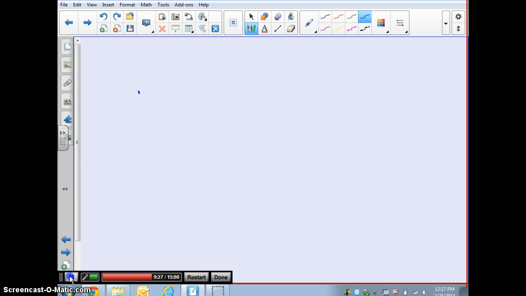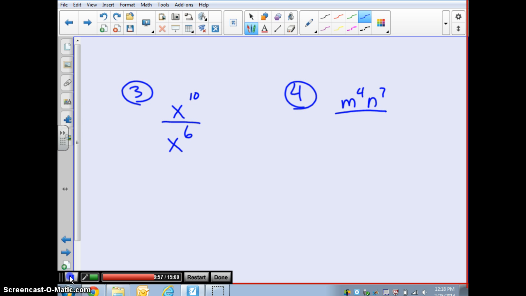So lastly, we're going to do 2 more example problems. Let's make this number 3 and number 4. For number 3, go ahead and divide x to the 10 divided by x to the 6th. And for number 4, we'll say m to the 4th, n to the 7 over m to the third, n to the fifth. Okay, let's take a look at number 3. Go ahead and press pause now, see if you can do these two problems on your own.